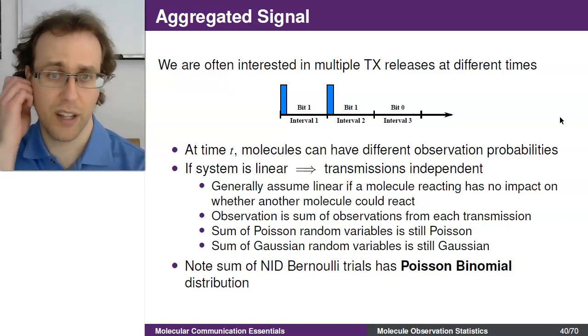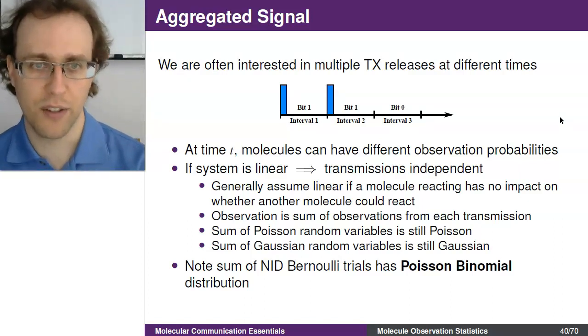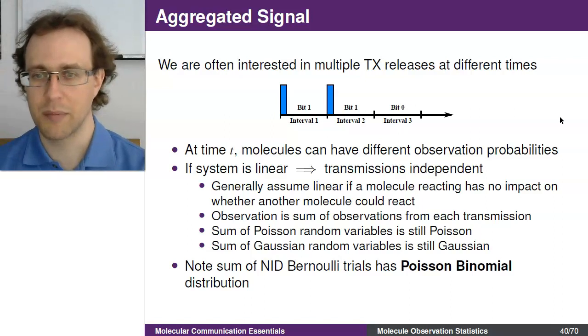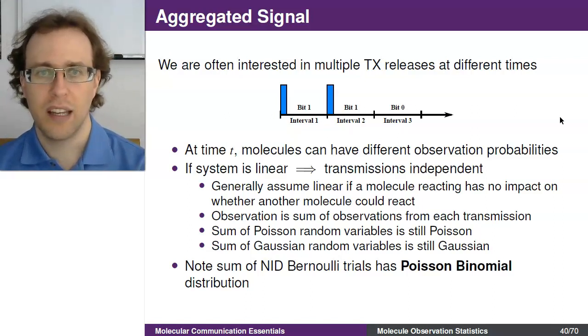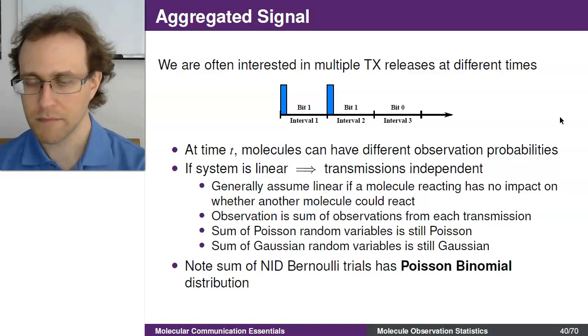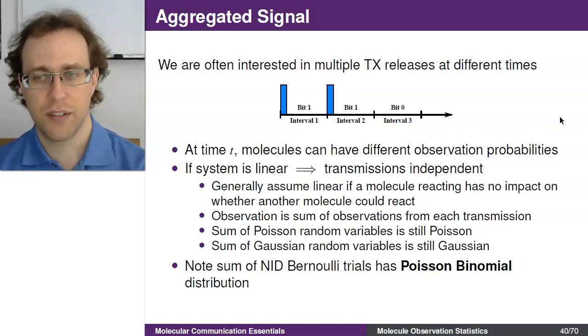Unless you have a sufficiently large number of receptors that you can assume that one of them being occupied has a negligible effect on the number of molecules available. But I just wanted to point out that you cannot always assume linearity, especially when you have chemical reactions occurring in your system. But if you can assume linearity, then an observation at any given time is just going to be the sum of the observations associated with each of the underlying transmissions.